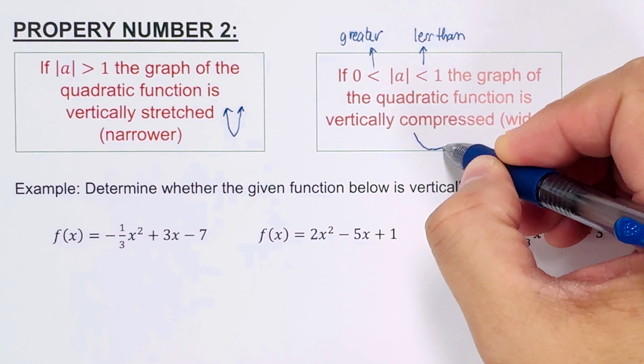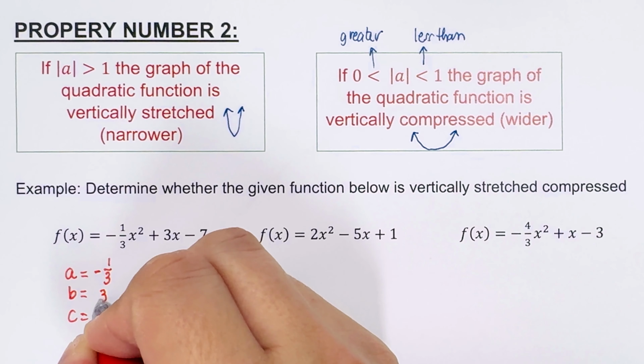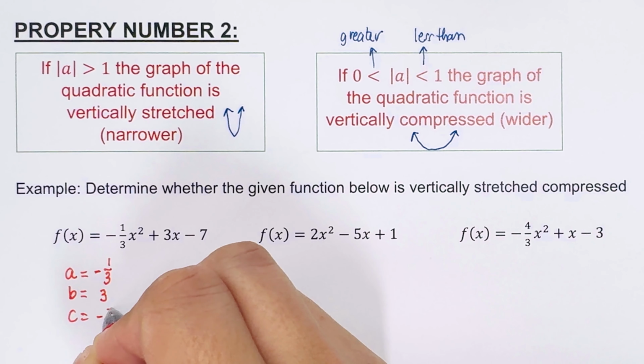So let's take this example here. Determine whether the given function below is vertically stretched or vertically compressed. We will start by writing the a, b, and c first. Our a for the first one is -1/3. Our b is 3. Our c is -7.